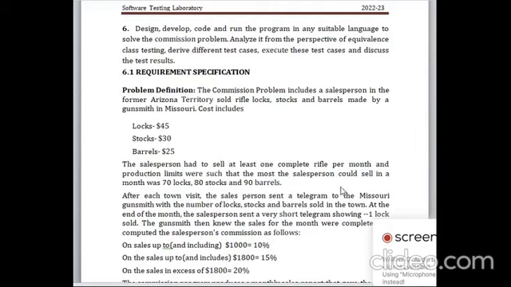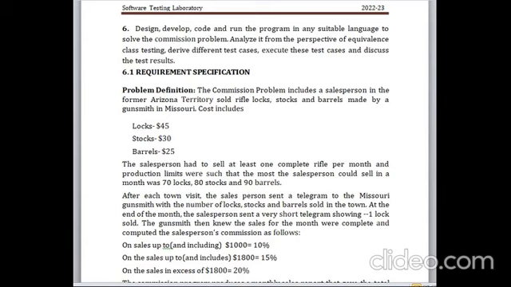So welcome to the next program. That is, design, develop, code and run the program in any suitable language to solve the commission problem. Analyze it from the perspective of equivalence class testing. Derive different test cases, execute these test cases and record the test results.